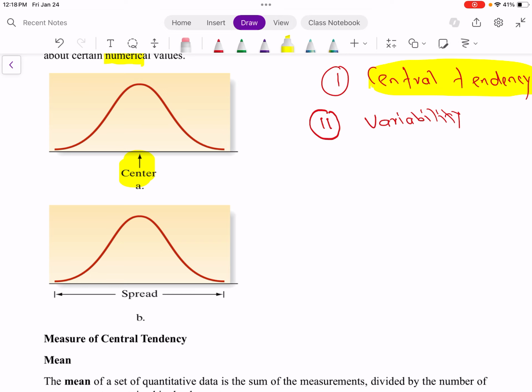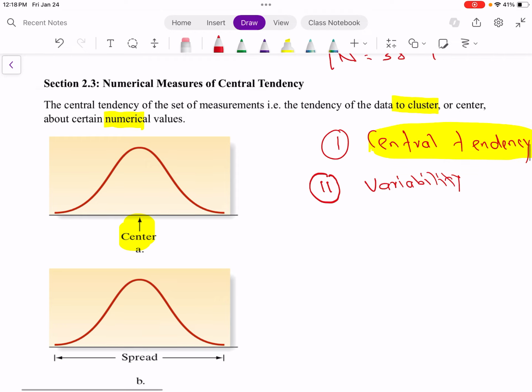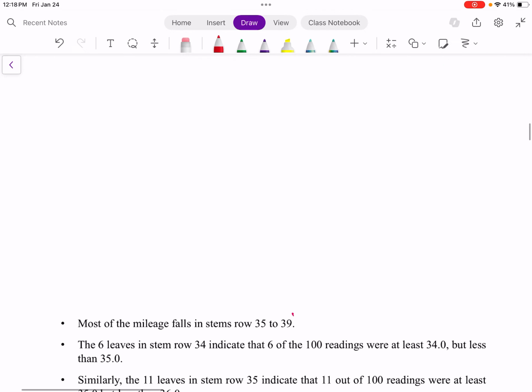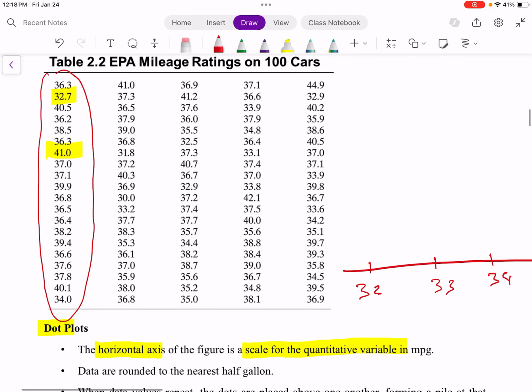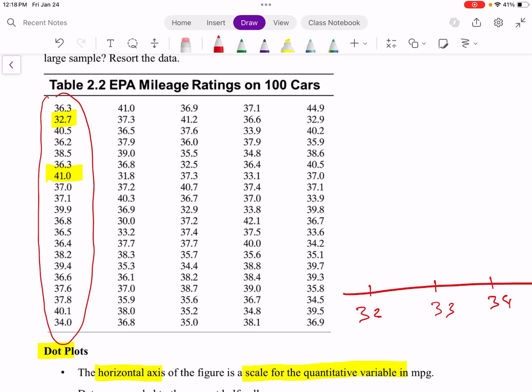Now for example, let me go back to this data set here. So we have these 100 measurements. Do you think this data set is more variable?